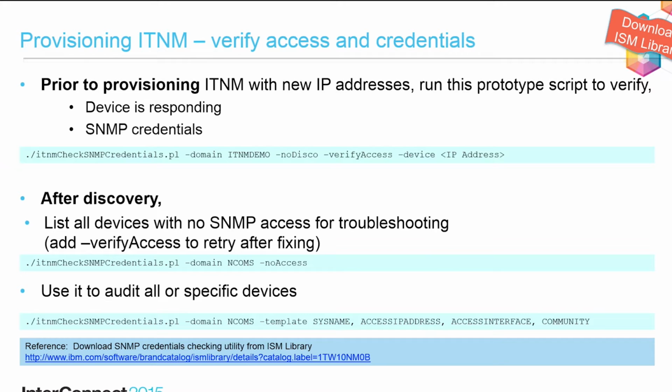It also does other things as well. For instance, after the discovery, you can use it to find which of the devices did not respond to SNMP for some reason. And then after you fix those, you can run it again to verify that they have been fixed. And you can also use it to audit all the devices, for instance, to see which ones did not have a sysname or an access IP address, or any of these other attributes that you can put on here. So next slide, please.